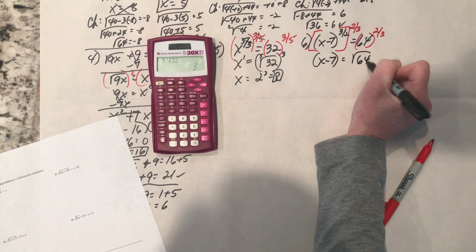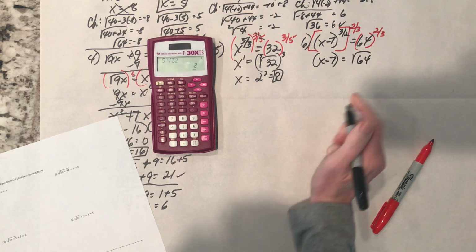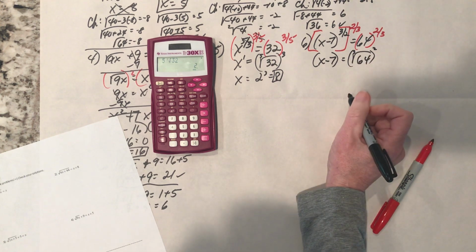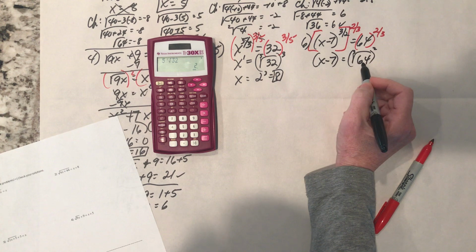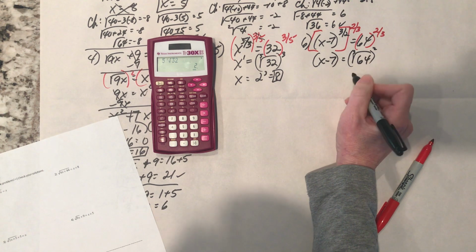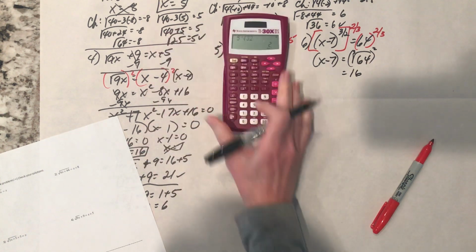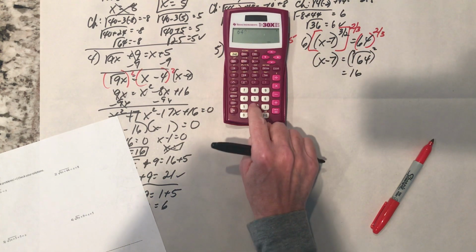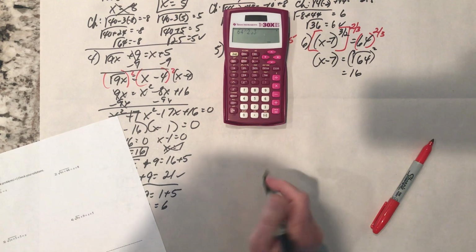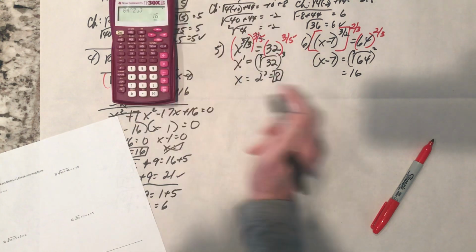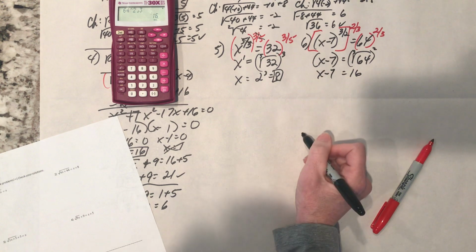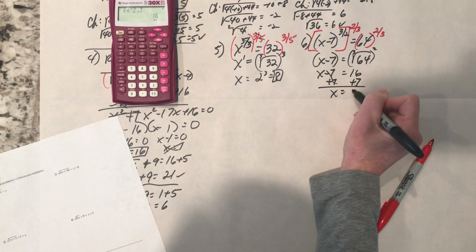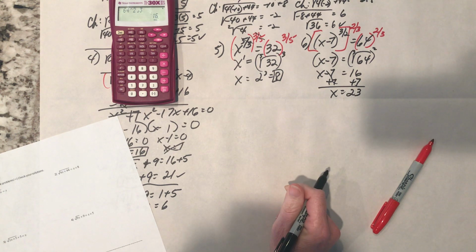64 raised to the 2/3 power. Denominator is the index, raise it to the second power, the numerator. Cube root of 64 is a 4, 4 squared is 16. You can also raise 64 to the 2/3 power in your calculator, and that'll give you 16. X minus 7 equals 16. We're trying to solve for x, so add 7 to both sides, and we get x equals 23, and that's a good answer.